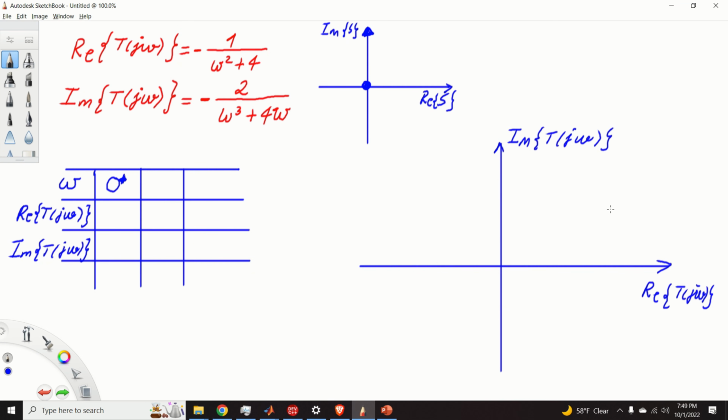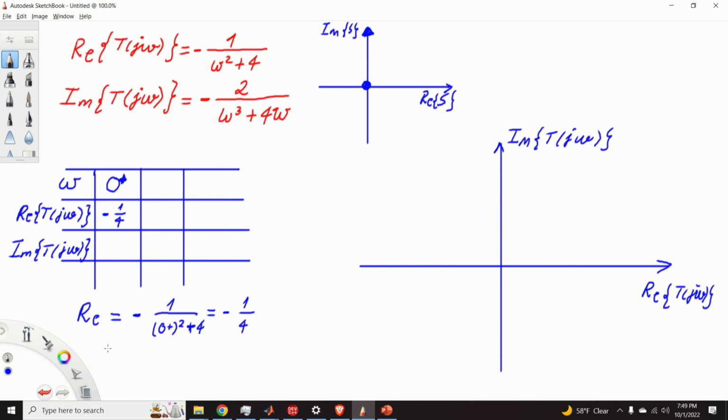Okay, so when omega takes small positive values, let's see what happens with our real part. The real part is equal to minus 1 over 0 plus to the power 2 plus 4. And since this is approximately equal to 0, we basically have minus 1 over 4. So here we can write minus 1 over 4.